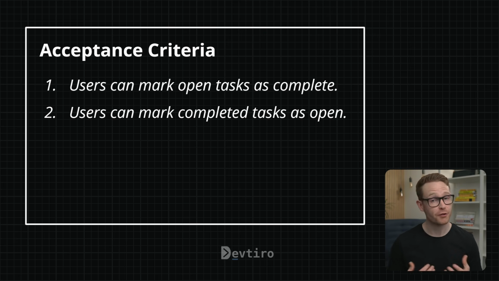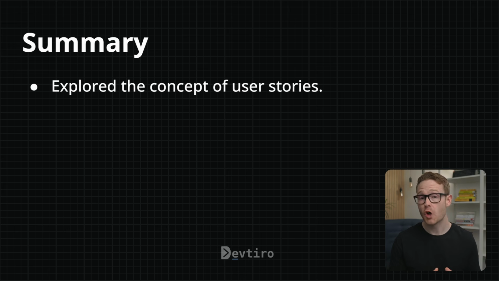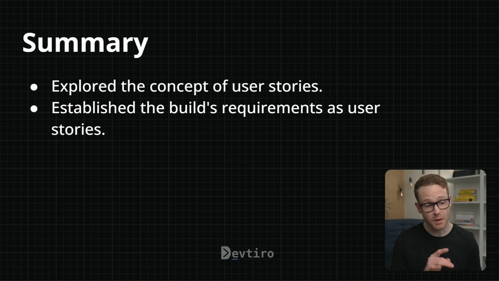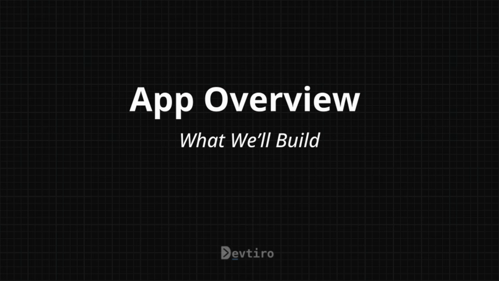We want to be able to create a task, update it if we've made any mistakes, we want to be able to delete it if we no longer need it, and we want to be able to mark it as complete when we've actually completed that task in the real world. So in summary, we've explored the concept of user stories, and we've established the build's requirements as user stories. We've explored the requirements, but let's now see them in action. Let's explore the finished app.